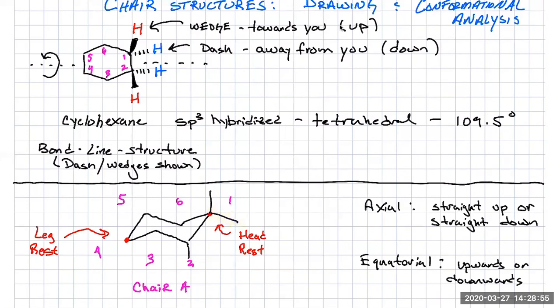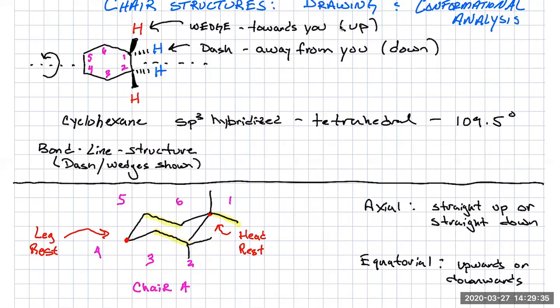Let's redo that. Let's go ahead and make that a little smaller, highlight. If you look at this bond right here, it is parallel to that line and that line. So if you keep your equatorials parallel to the lines in the ring, then you'll draw your equatorial bonds correctly. Let's go to carbon 2. The down bond is axial and it's straight down. So the equatorial must be upward, but also parallel to some set of lines that make up the ring.